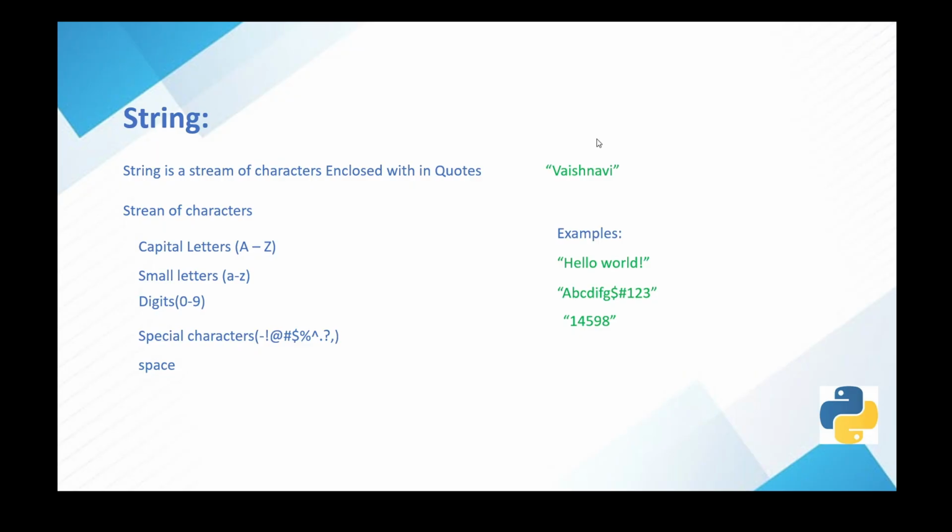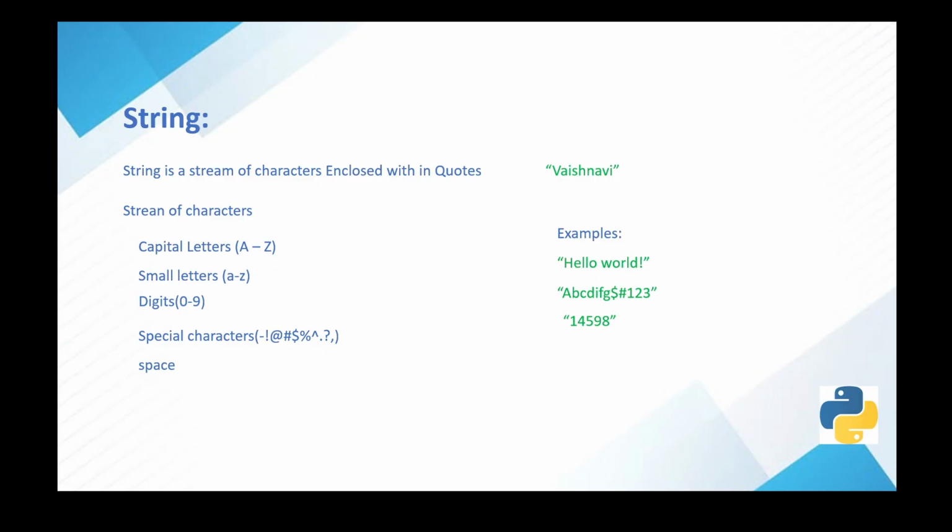Vaishnavi is a stream of characters. These characters are enclosed within quotes, so this is a string. The stream of characters can be capital letters, capital A to Z, small letters, small a to z, digits 0 to 9, special characters also, and it can have a space also.